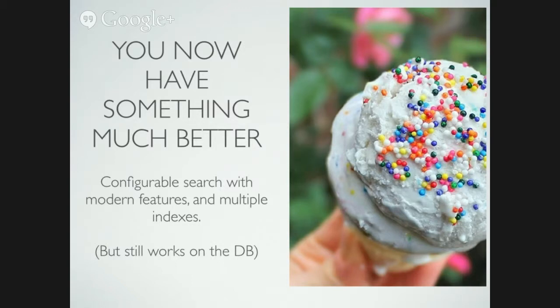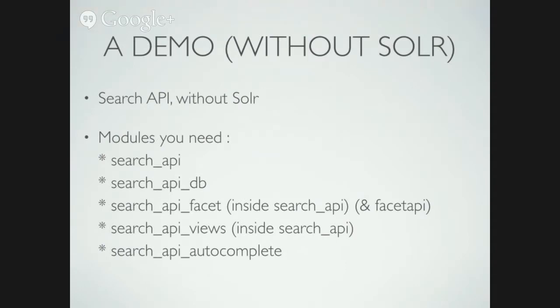Okay, so we're going to do a quick demo without Solr. So these are the modules you need. You need the Search API, which is the default one, and the Search API DB is actually the server you're going to use. So the DB says do this in the database. So then the Facets API, then obviously views, and the autocomplete module will do it as well.